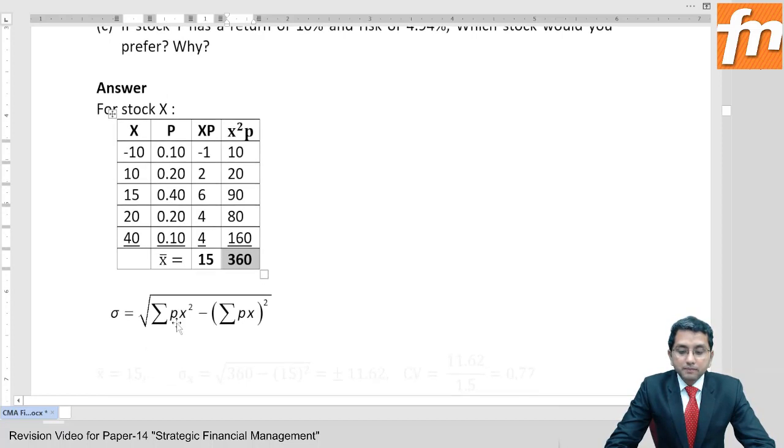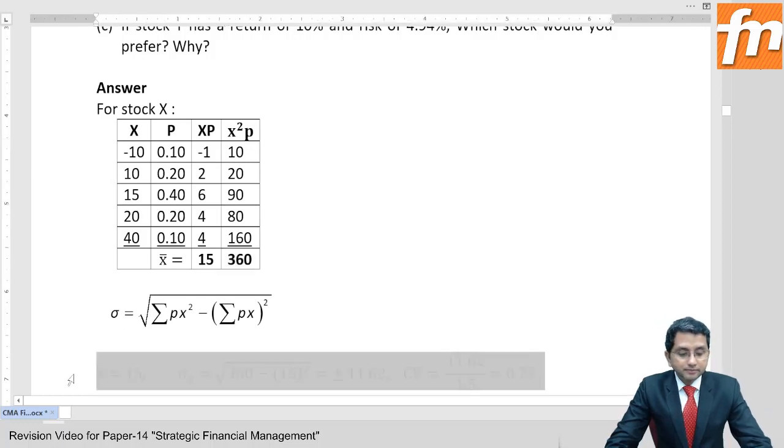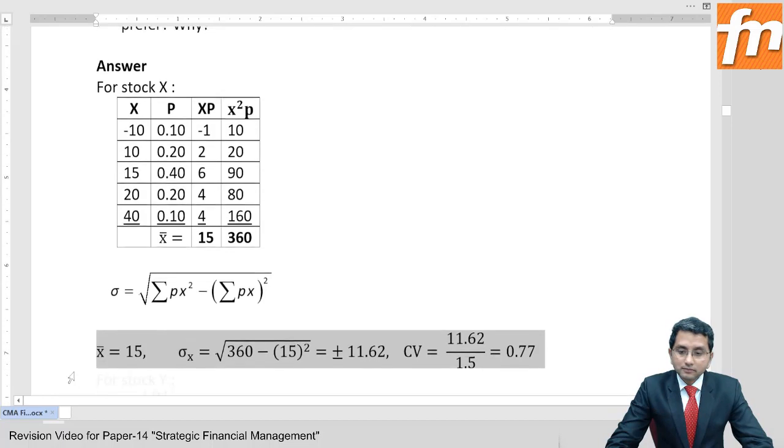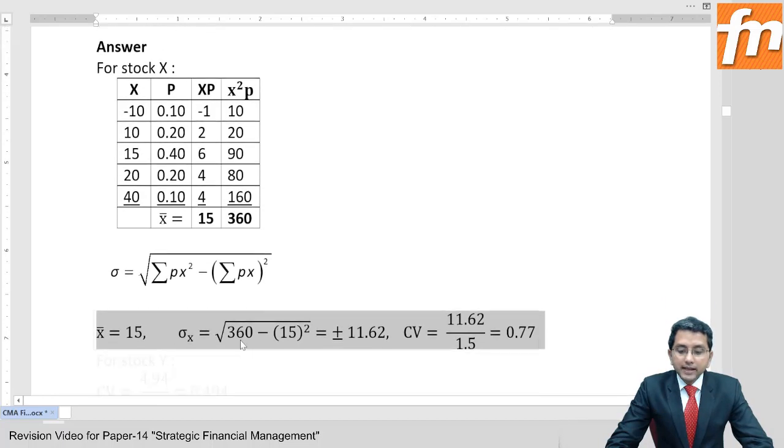Now use this formula: square root of summation X square P minus summation XP whole squared. X square P is 360. XP is 15, so 15 squared. 360 minus 225 under root, this will give you 11.62. Return is 15, my dear friends, and risk is 11.62.